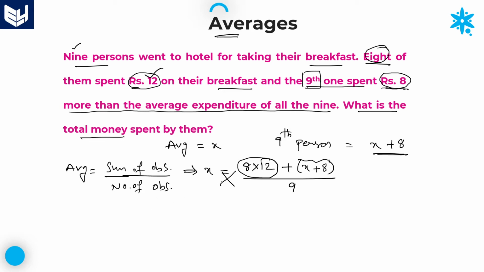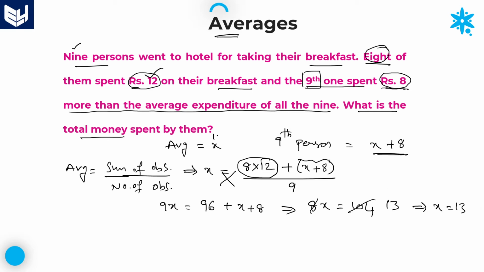Cross multiplying, 9x is equal to 8 into 12, which is 96, plus x plus 8. Now x goes to the left side: 9x minus x is 8x. 8x is equal to 96 plus 8, which is 104. Now cancel with the 8 table: 8 ones are 8, and 8 thirteens are 104. Therefore, the value of x is 13.